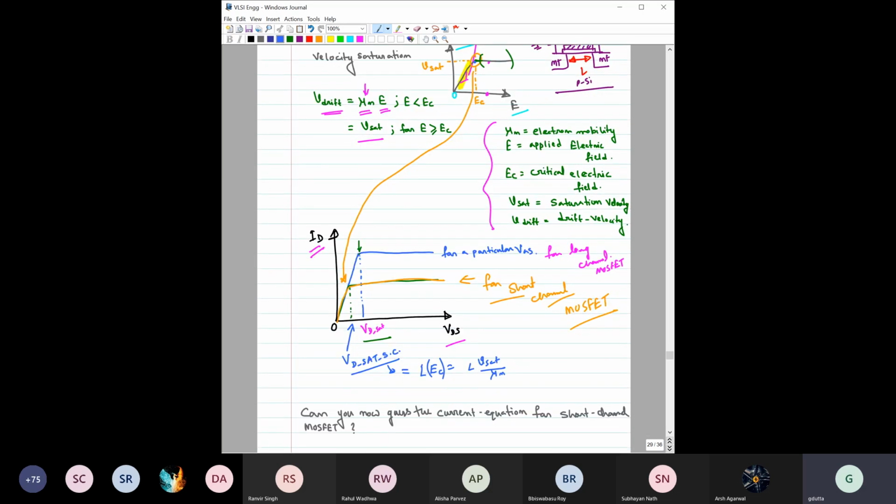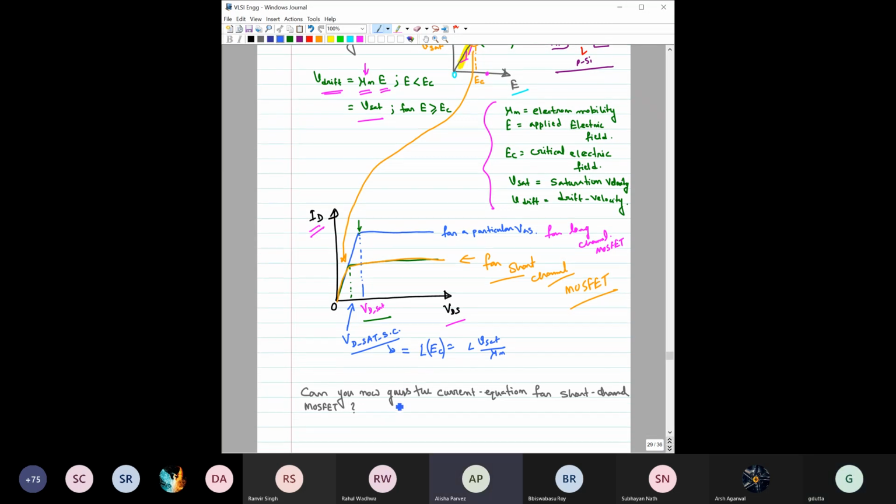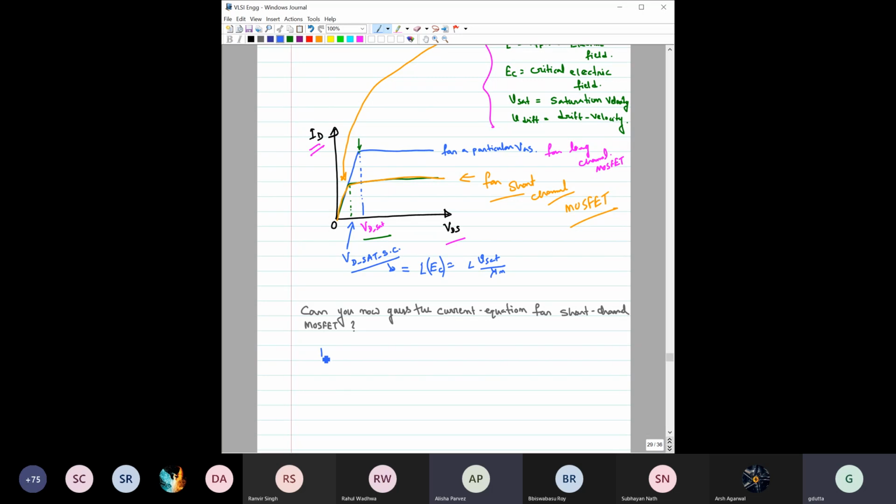Now tell me what should be the equation? ID is equal to half mu Cox W over L. Should it be half? Are you getting in the saturation region? No, think about it. We have not reached the saturation region; we are still in the linear region, if you consider the long channel MOSFET. Yes. So let us start with that.